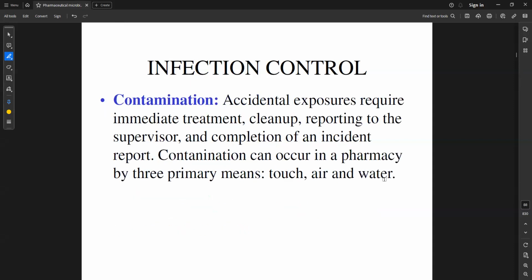So what is contamination? This is an accidental exposure that requires immediate treatment, cleanup, reporting to the supervisor, and completion of an incident report. Contamination can occur in a pharmacy by three primary means. There's touch, where you touch something maybe without washing or sterilizing your hands, the air that is circulating within the room, and the water that is used to prepare the solutions, the medication, or the infusions. So you need to effectively control these three aspects to avoid contamination.